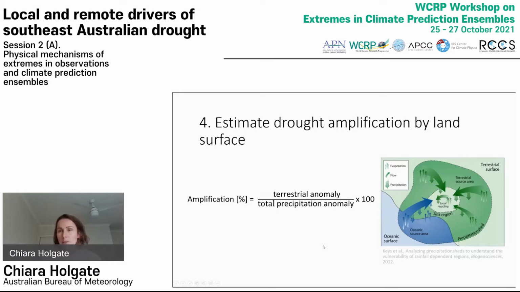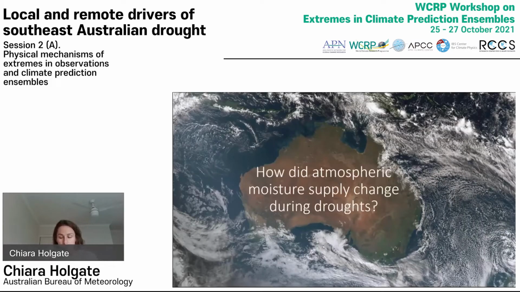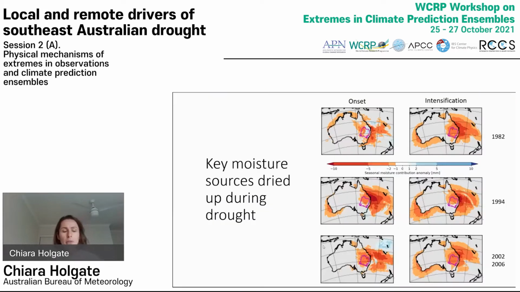I'll just point out here that climatologically speaking, Southeast Australia receives the majority of its moisture from the ocean, over 80%, with the remainder coming from the land. This ocean dominance really is the same for the whole of Australia. We get most of our moisture from the ocean, so bear that in mind as we go through. So what did the analysis show? Well, firstly, we can look at how the evaporative moisture sources changed during drought. We saw a consistent reduction in the supply of atmospheric moisture during the onset and intensification of each drought.